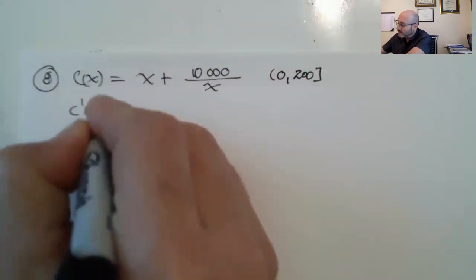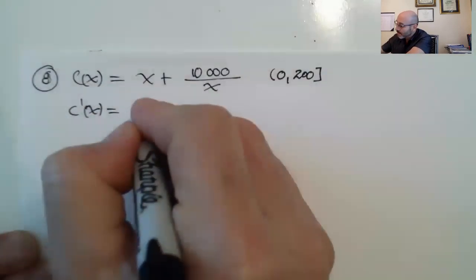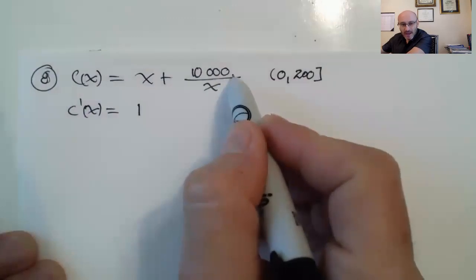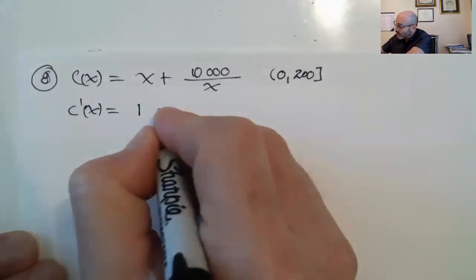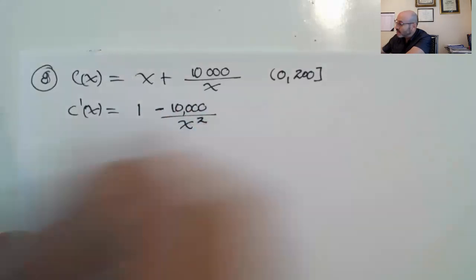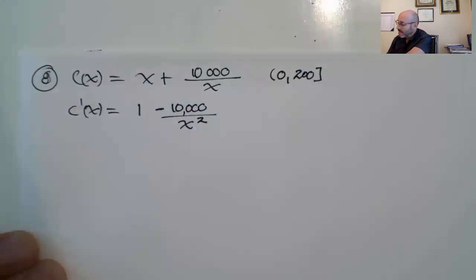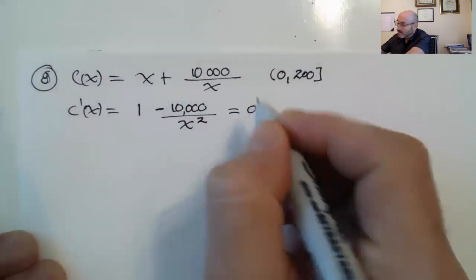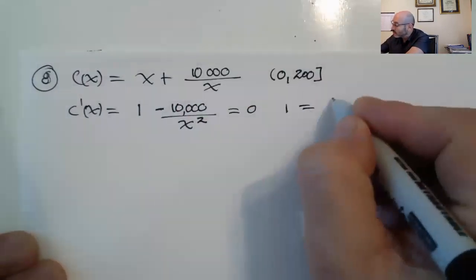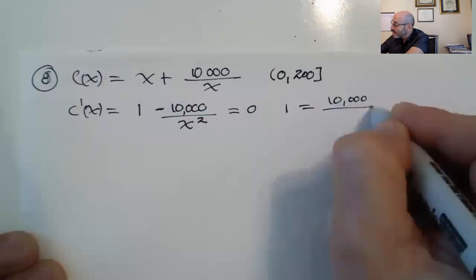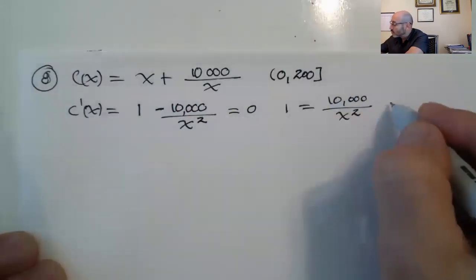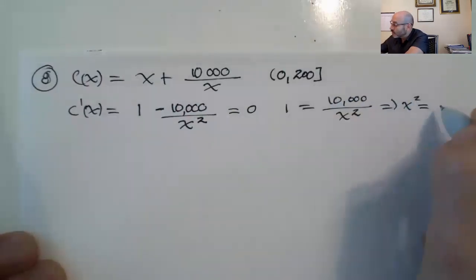I'll take the derivative of this function. The derivative of x is 1. Think of this as 10,000 times x to the negative 1. So the derivative of that will be negative 10,000 over x squared. That's the derivative. I need to set that to 0 and solve for x. So from here, 1 is going to be equal to 10,000 over x squared. So therefore, x squared is equal to 10,000.